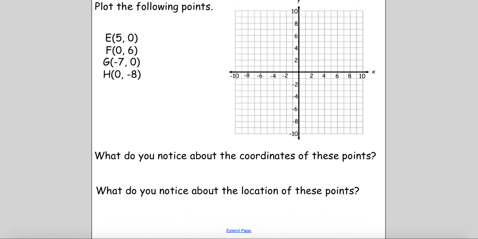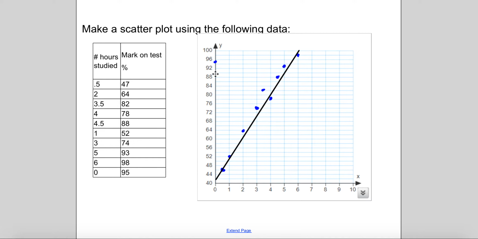Okay, so plotting the following points: 5, 0, so go over to the 5, go up 0; 0, 6; -7, 0; and 0, -8. And remember, these are all on the axis, so they're not in any quadrant. They're on the x-axis or the y-axis. Now looking at this graph we talked about, it's a positive linear graph. It's got a strong correlation, and then we have this little guy over here called an outlier, but we're not going to worry about that right now. I'm going to explain it further on in the notes.